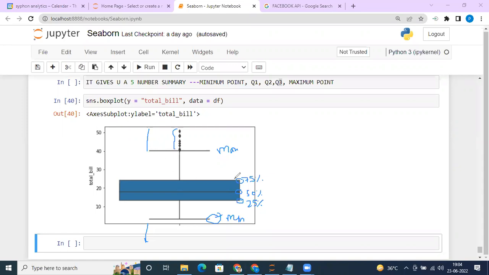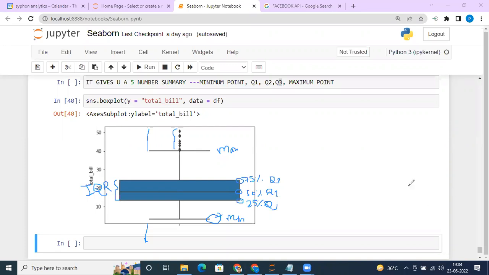This is your maximum point. This is 75 percentile, 50 percentile, 25 percentile, min value. The 75 percentile is also known as your third quartile, Q3, the middle one is known as Q2, and the 25 percentile is known as Q1. The difference between Q3 and Q1 is known as IQR. Remember, IQR, that is interquartile range. It is known as interquartile range.